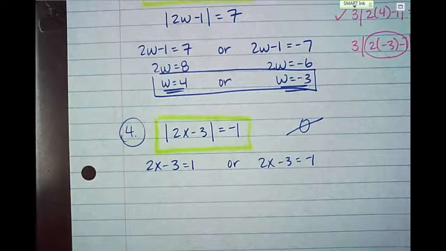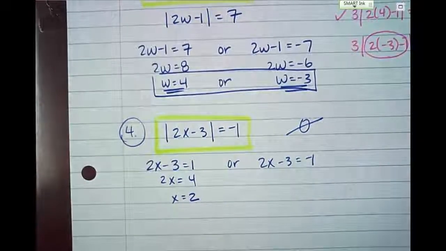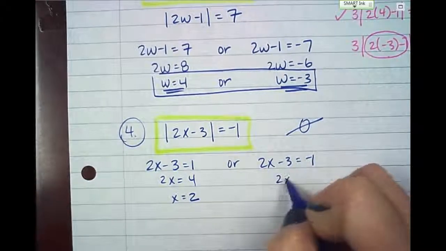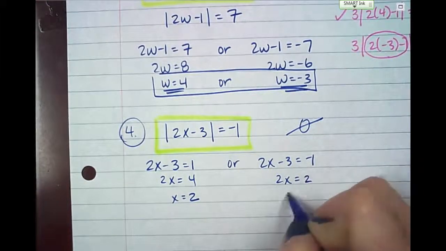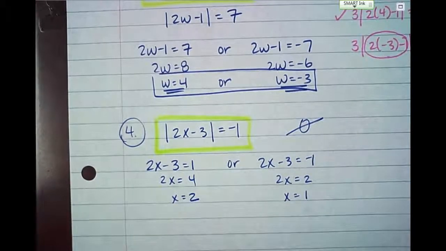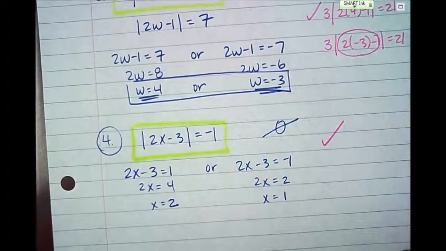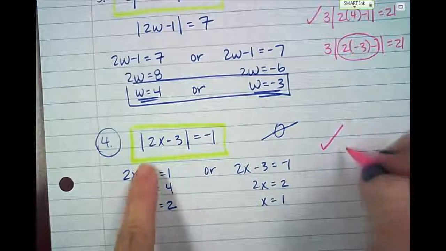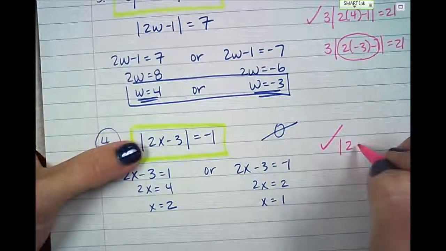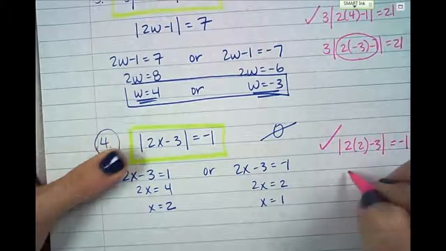All right, really quickly, let's solve them and look what happens. I get 2 here, and 1 here, right? So if I'm a good student and I go over and I check my work, watch what happens. I'm going to plug 2 in. I'm going to plug my 1 in.